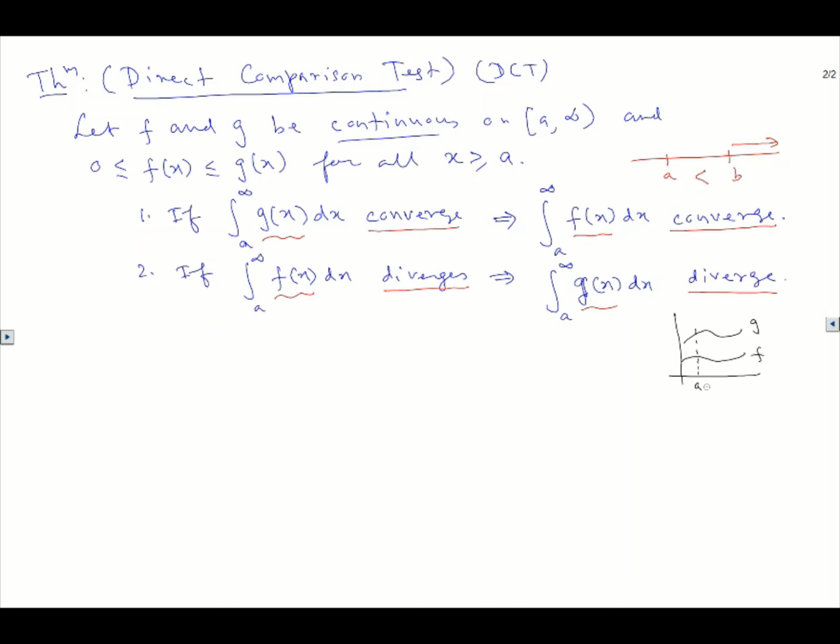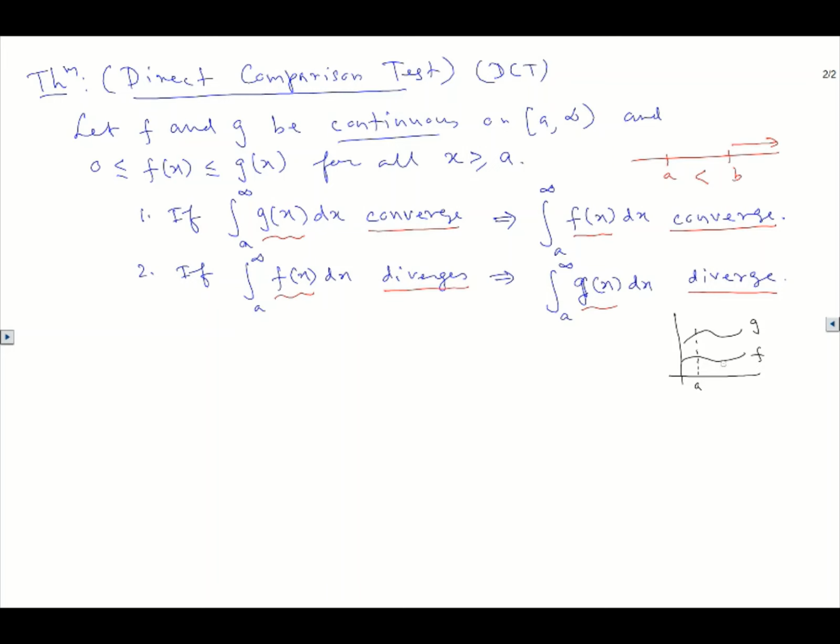But the second one says, if the smaller one has an infinite area, diverge means has an infinite area, then automatically the larger one should have an infinite area as well. So it should also diverge. This graph helps you to understand these two results. It's one theorem but two results.